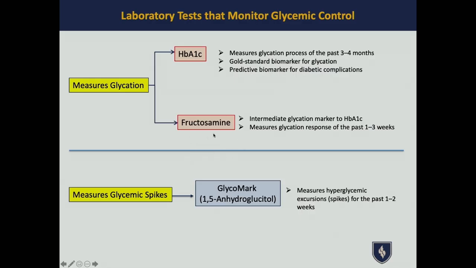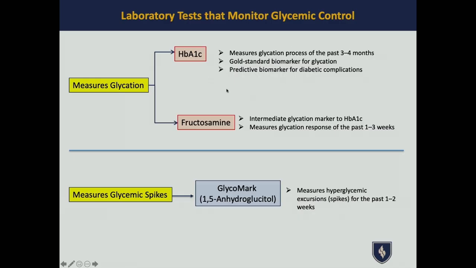And fructosamine is a similar test, except it's around the 1 to 3 week window, some say 1 to 2 week window of looking at glycation. So if you want to check for glycation more often, you want to use a fructosamine test. And then if you're looking at it every 3 to 4 months, you can measure the HbA1c.